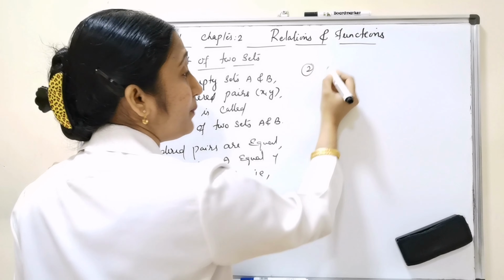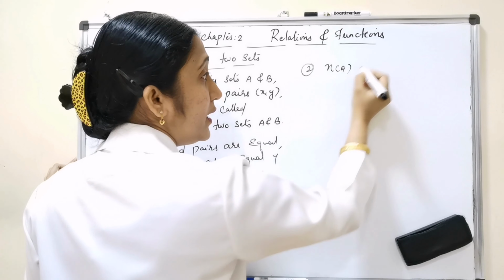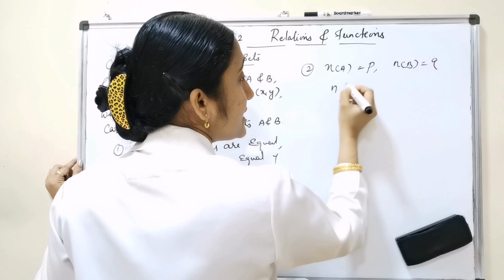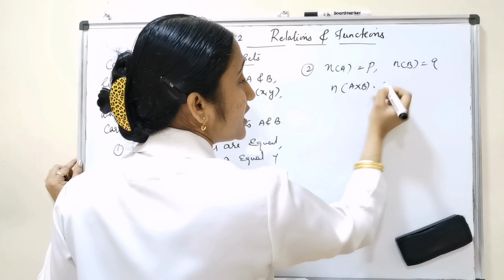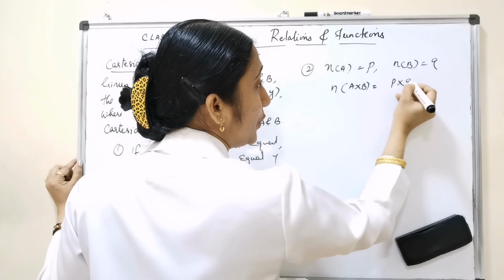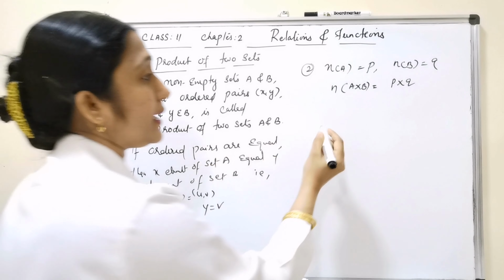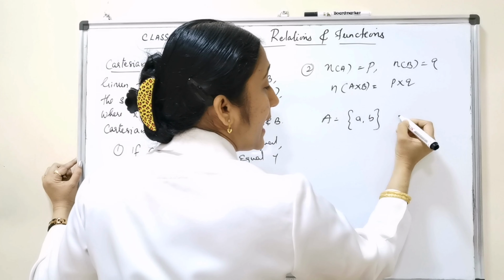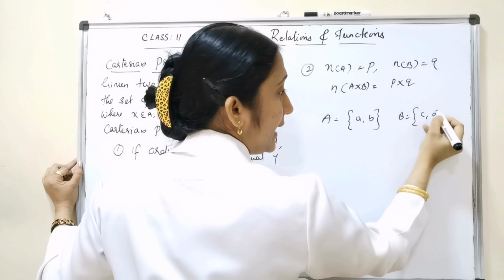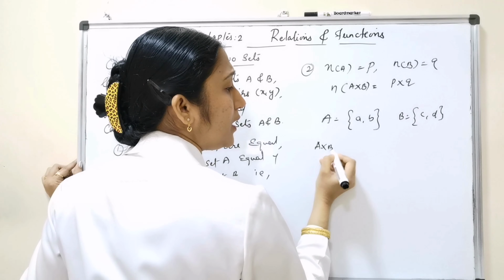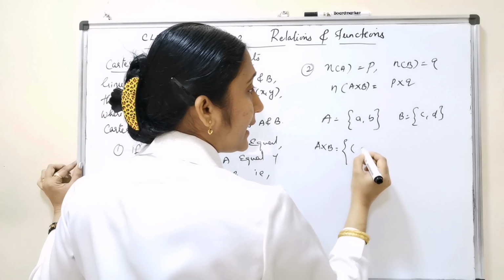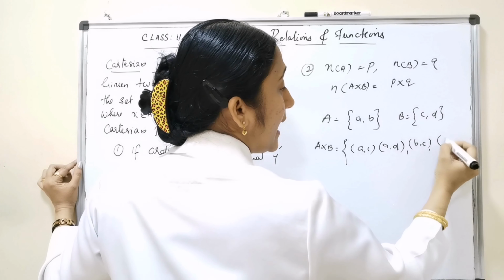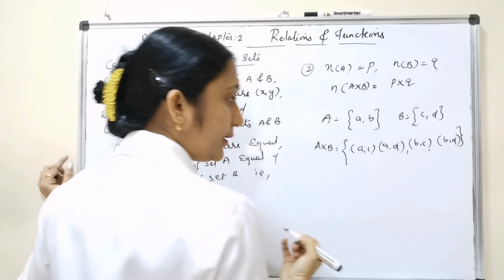And the second condition, N of A equal to P and N of B equal to Q. What is N of A cross B? Which is nothing but P into Q. For example, here A is a set A, B and B is a set C, D. What is A cross B? Which is nothing but we can write AC, AD and BC and BD. This is the Cartesian product.